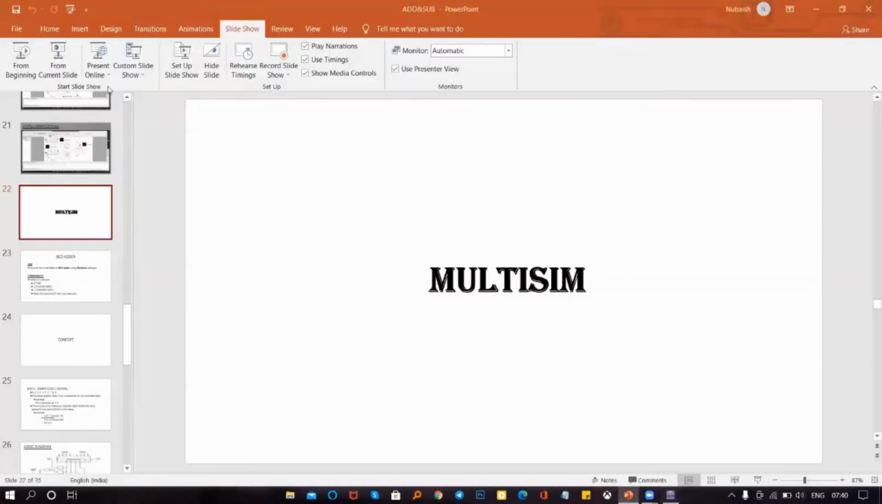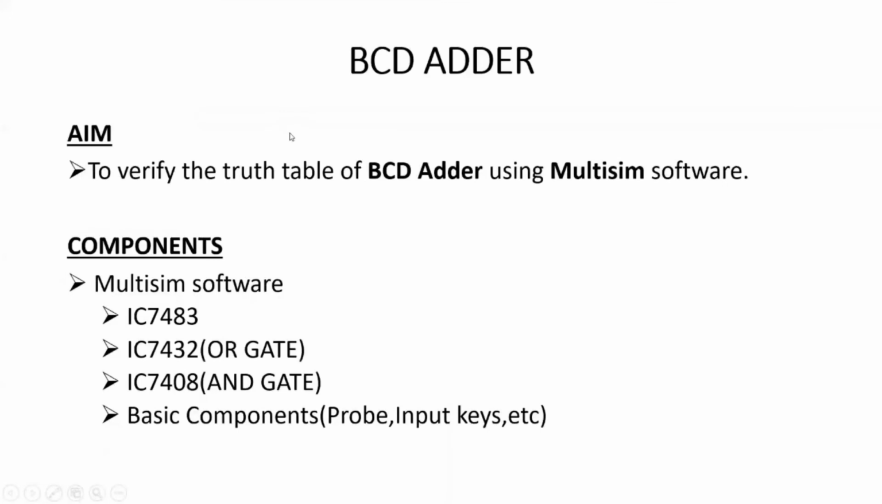So next we have the BCD adder. Our aim is to verify the truth table of the BCD adder using Multisim software. The major component is the Multisim software, but in Multisim we will need two IC7483, an IC7432, which is an OR gate, and an IC7408, which is an AND gate, and some basic components such as probes, input keys, etc.